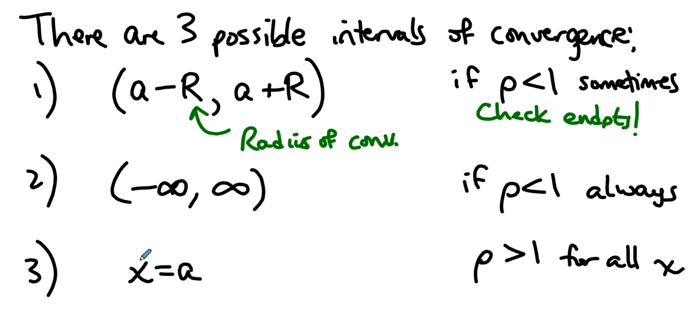There has to be convergence at the center. Sometimes there's convergence everywhere. Sometimes there's convergence on a finite interval that's centered at a. Those are the only three possibilities. Other videos will help us to use the ratio test to determine what those intervals are, but for now, this is sufficient. Okay, thanks.